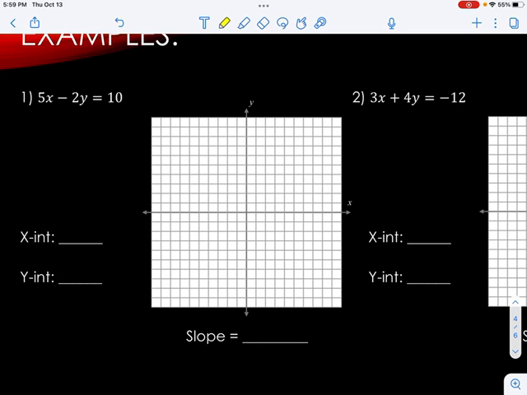So we're going to start here on this first one. And the first thing we're going to do is solve for the x-intercept. So I plug 0 in for y. When I plug 0 in for y, that leaves me with 5x equals 10. To solve that, I would simply divide by 5, and I would get an x-intercept of 2.